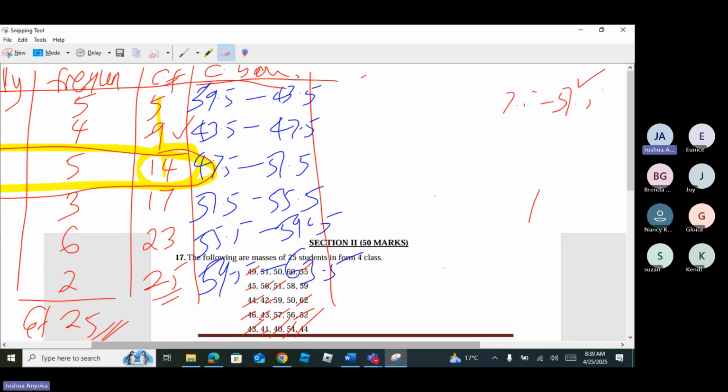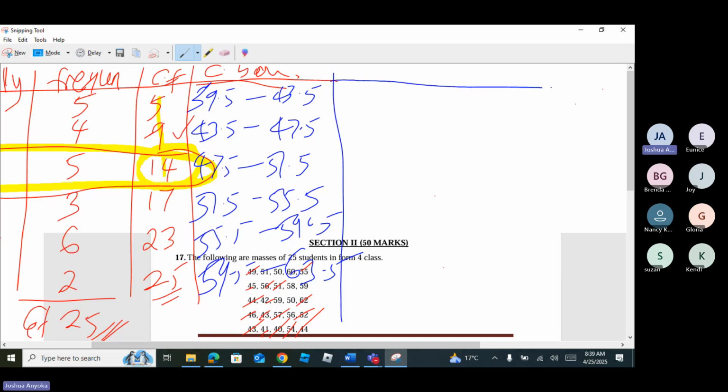Then we make an observation. Do we have the same? Observe the intervals. Then we need another column for the class interval. Class intervals, we do class intervals. 43.5 minus this one, 4.